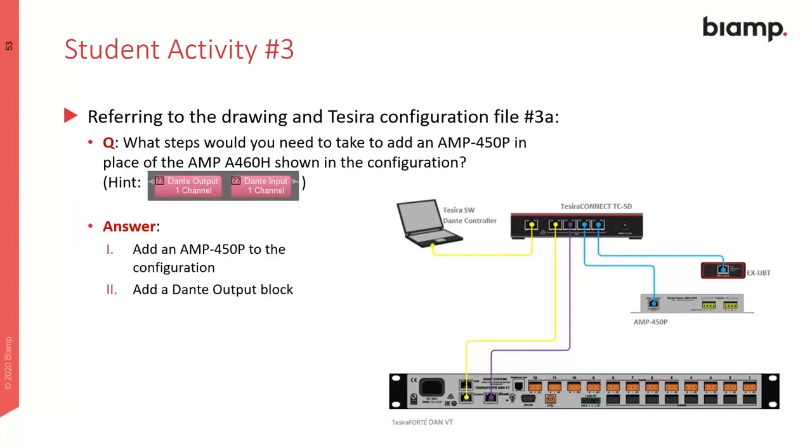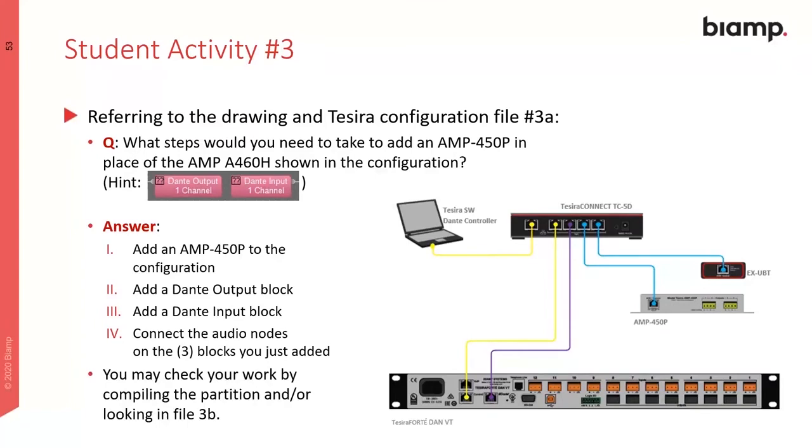So the answer is just to add AMP450p, add Dante IOs, one input to one output, one input, and connect the nodes between the TesiraCONNECT 5 and D. That's it. If you want to verify your work, just open the 3B file.